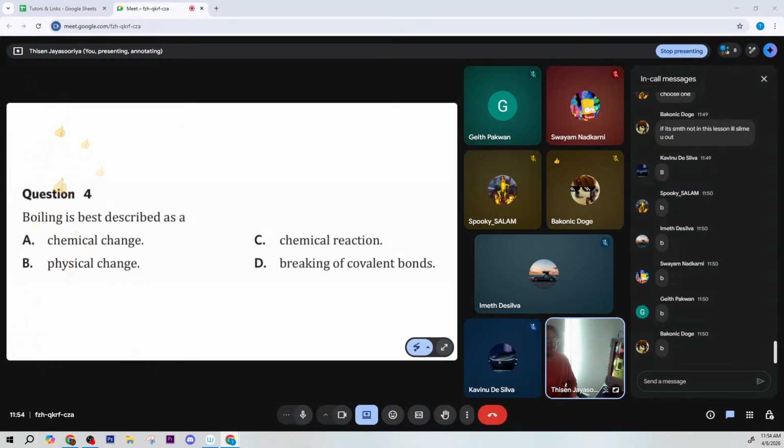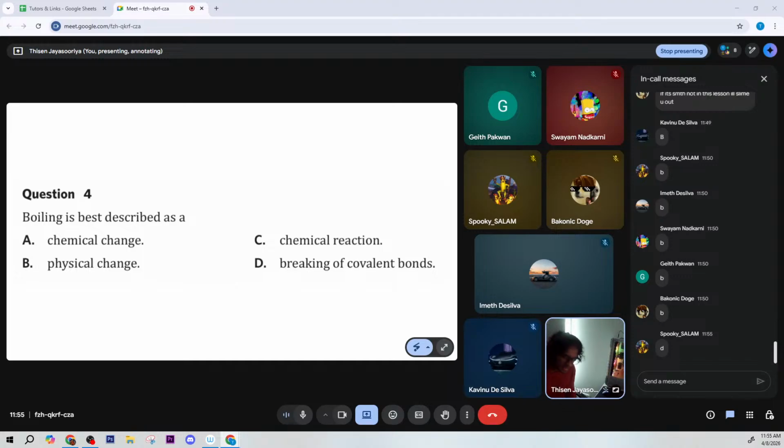So here, boiling point is best described as a chemical change, physical change, chemical reaction, or breaking of bonds. What do you guys think? We have D. It's a D. What do the rest of you say? We have Meth saying D.